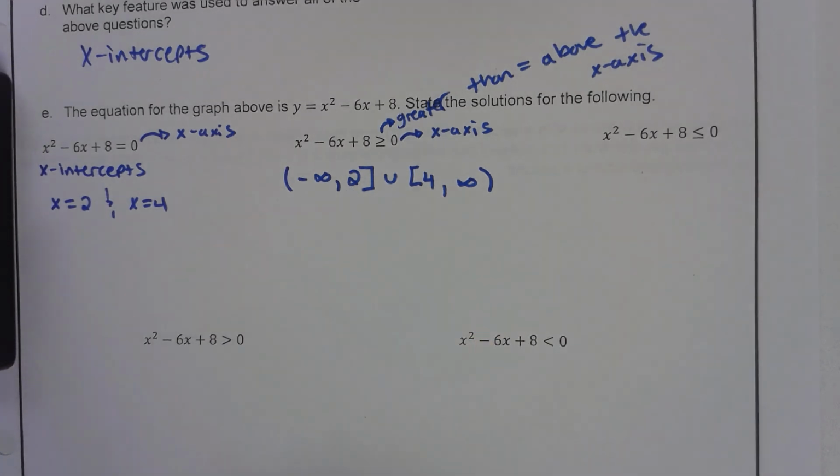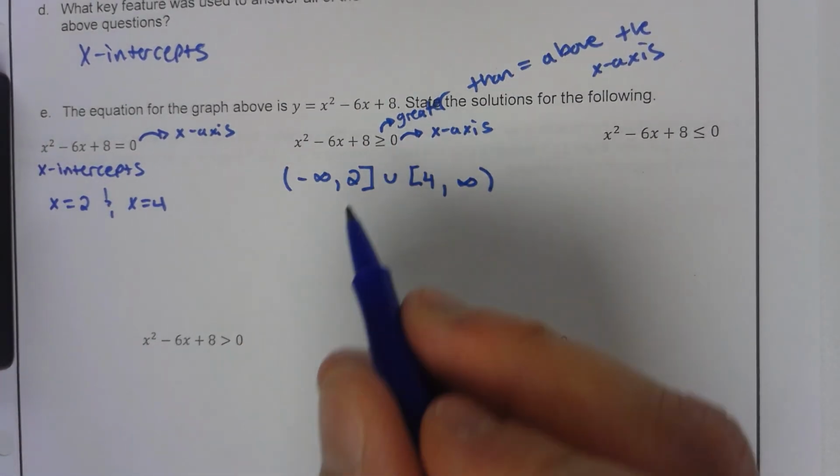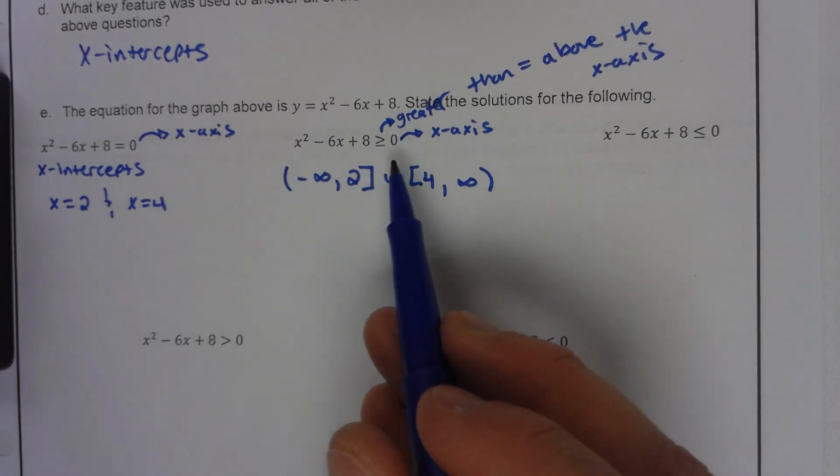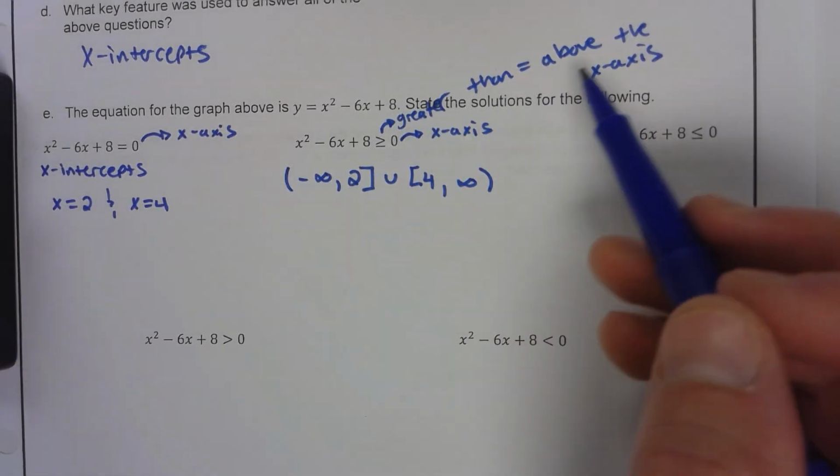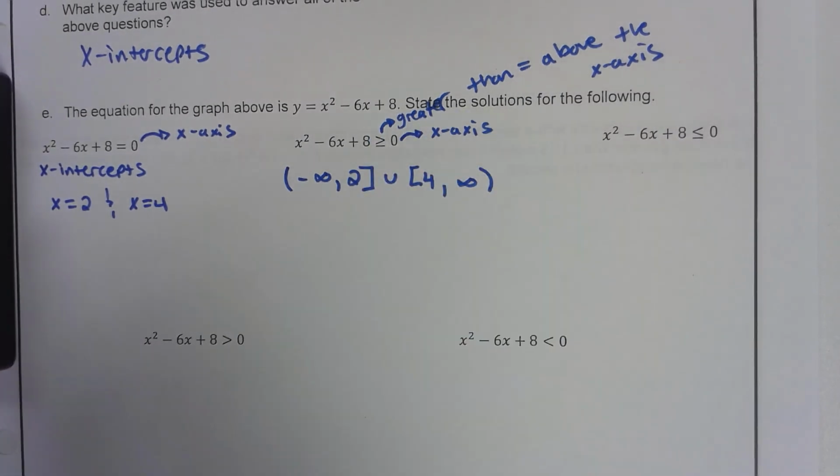When I have an interval, the squared bracket on the 2 means we're definitely including 2. Well, that 2 we're including because of the or equal to. So this is actually saying where we are above the x-axis and on the x-axis, right? The equal to part is the on the x-axis.